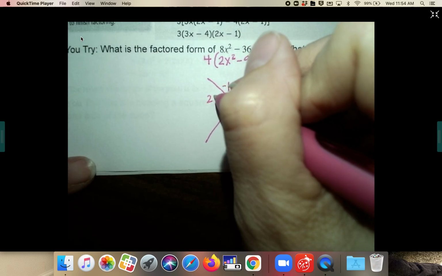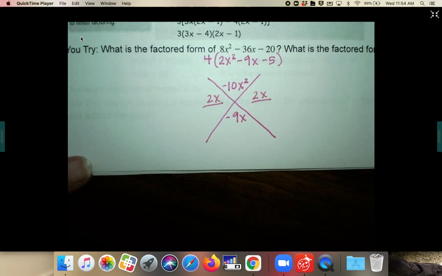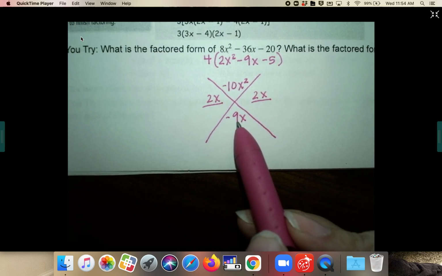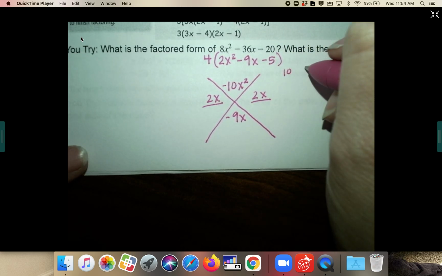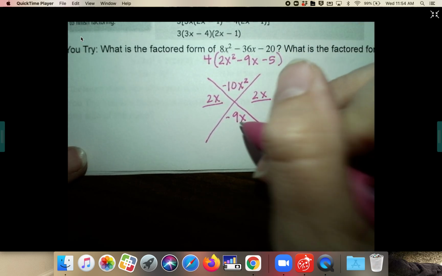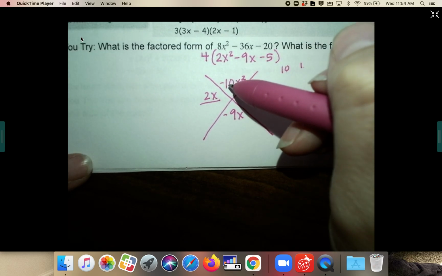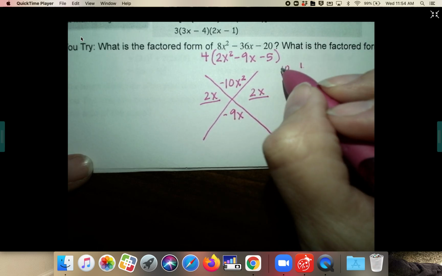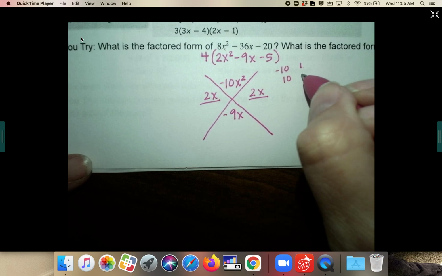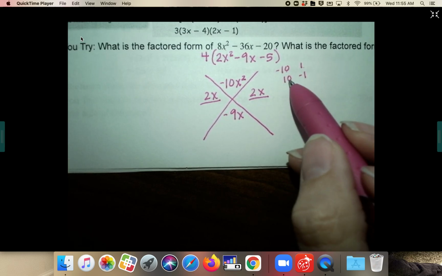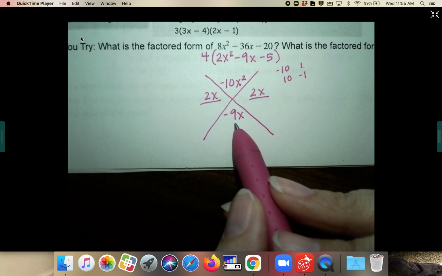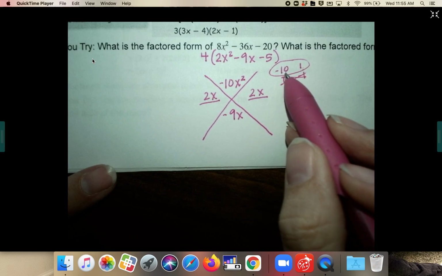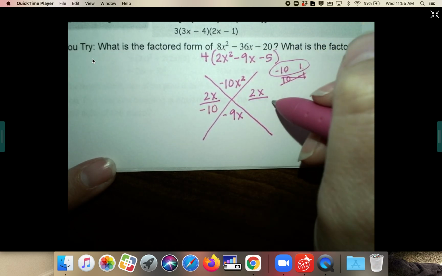The a term, 2x, goes over, 2x over. All right, what can we multiply to get negative 10, and add to get negative 9? So factors of 10, 10 and 1, that's going to be it, because 10 and 1 will give us 9 some way. We need to multiply and get a negative. So that means we're going to have one of each. So we're either going to have negative 10, positive 1, or positive 10, negative 1. Which one of these could you add to get negative 9? That would be this one. So we need a negative 10 and a positive 1.